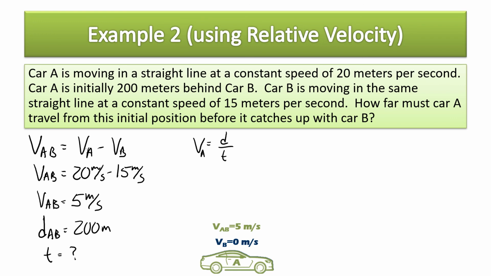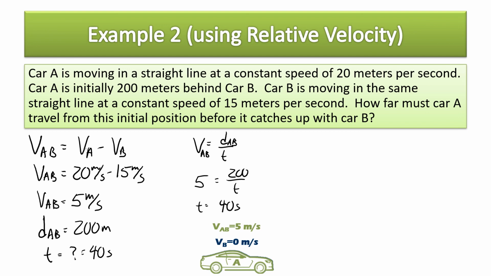This is the velocity of A to B and the distance that A travels relative to B. So we have 5 meters per second is equal to 200 over t. Then you get t is equal to 40 seconds. And now we're ready to finish the problem.